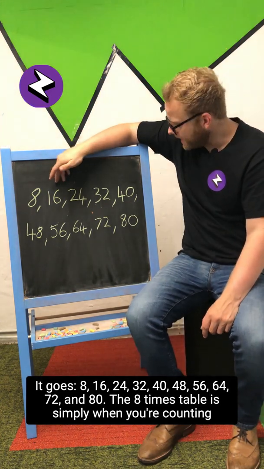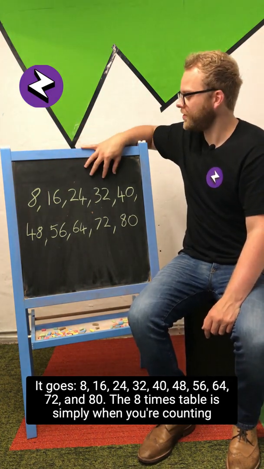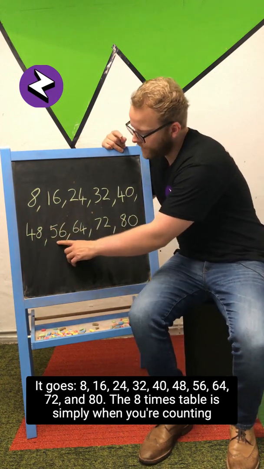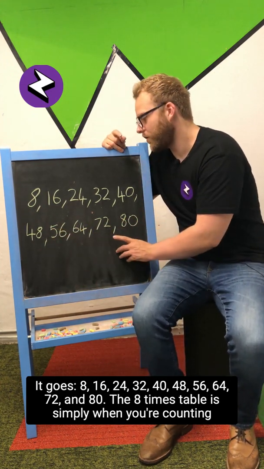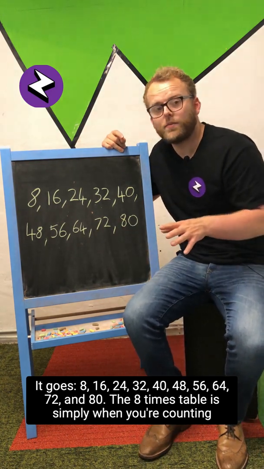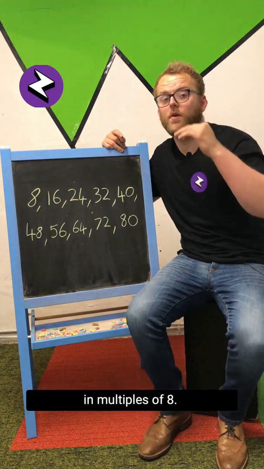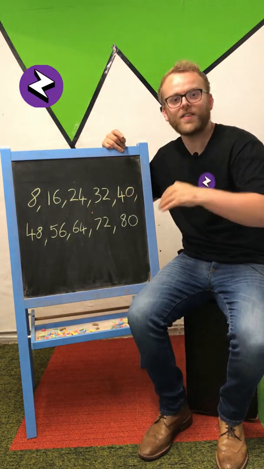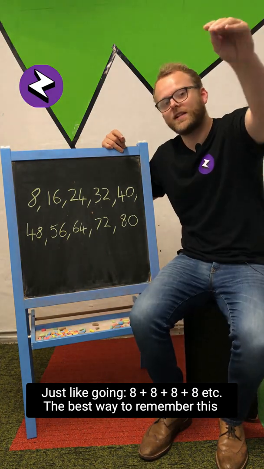8, 16, 24, 32, 40, 48, 56, 64, 72 and 80. Now the 8 times table is simply when you're counting in multiples of 8. So it goes 8, 16, 24, 32, 40 like that. It's just 8 plus 8 plus 8 plus 8.